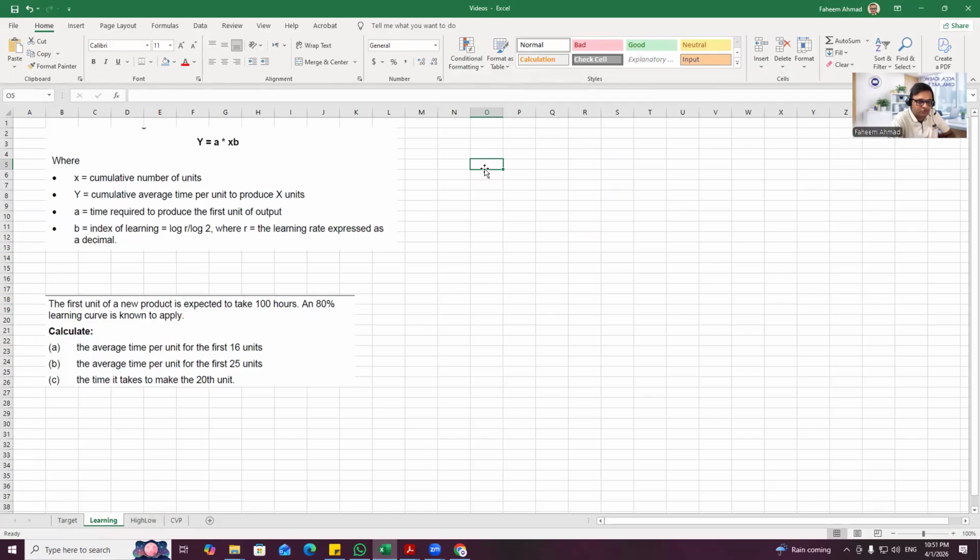Y is equal to a times x to the power of b, where x is cumulative number of units, y is cumulative average time per unit to produce x number of units. A is the time required to produce the first unit of output. B is index of learning. You can do that on calculator. So it's log of R, which is the learning rate, divided by log of 2. So let's have a look at one of the examples that I have lined up.